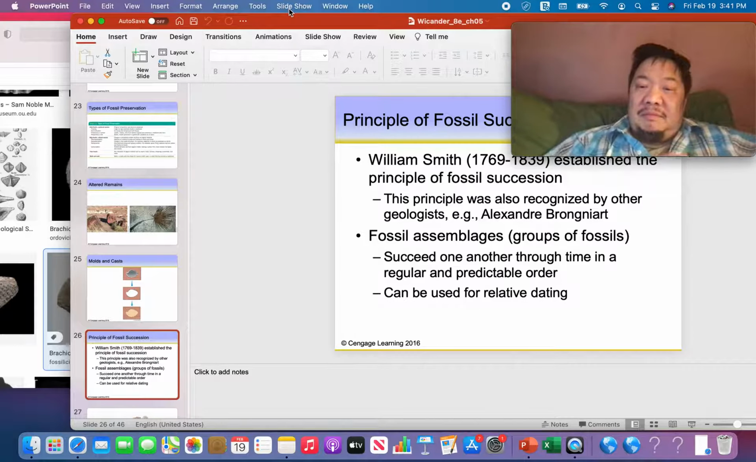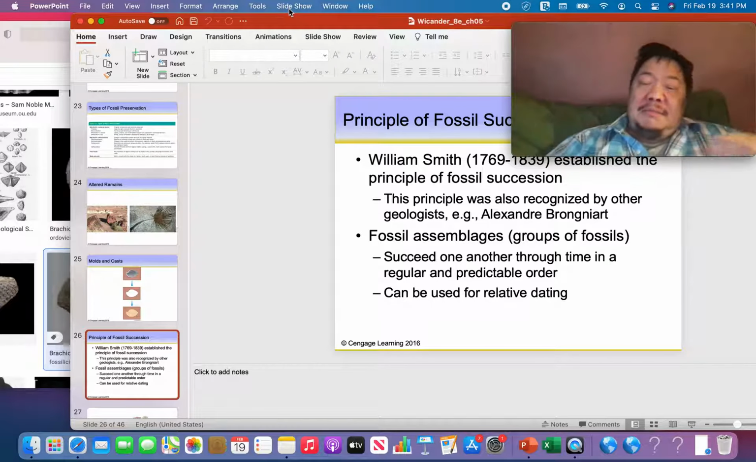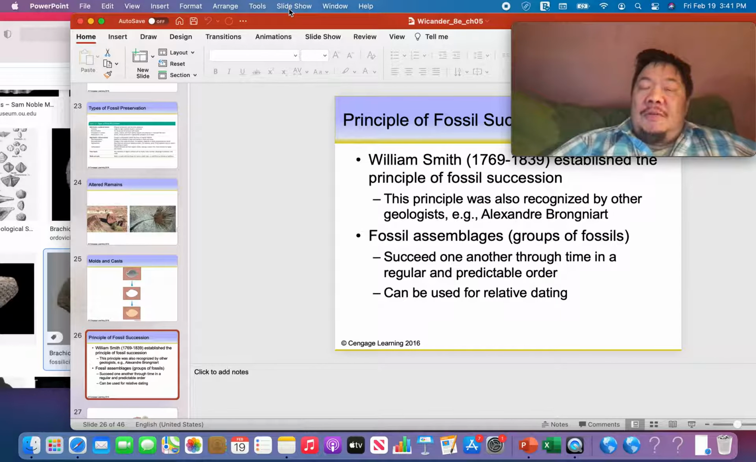William Smith was somebody who came up with one of the principles of relative dating called the principle of fossil succession, which means that you can use fossils to find out how old rocks are.